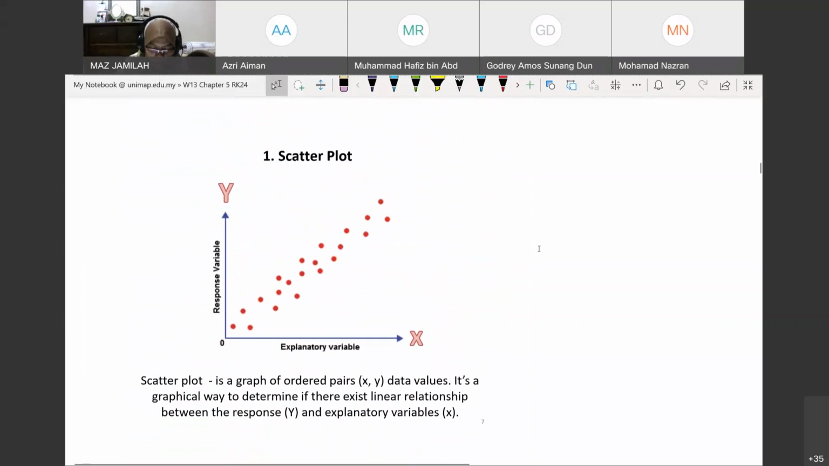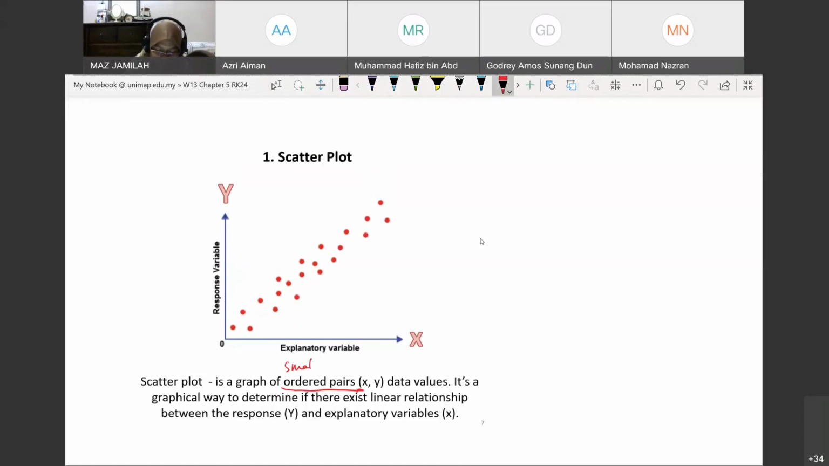Now what is a scatter plot? A scatter plot is a graph of ordered pairs. When we say ordered pairs, it means that we move from the smallest to the largest data. So it is a graphical way to determine if there exists a linear relationship between y, your response variable, and x, your explanatory variable. So this is an example of your scatter plot.